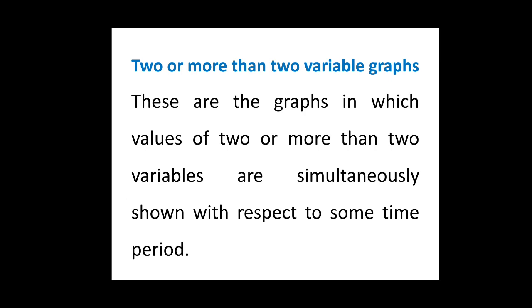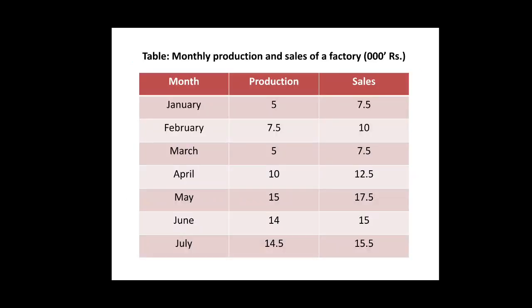So, we should represent 5 or 6 or less than 6 variables on a single graph paper, not more than 5 or 6 variables. The illustration given here in this slide will help you to understand it in a better way. The table here gives data on the production and sales of a factory in thousand rupees between January and July.